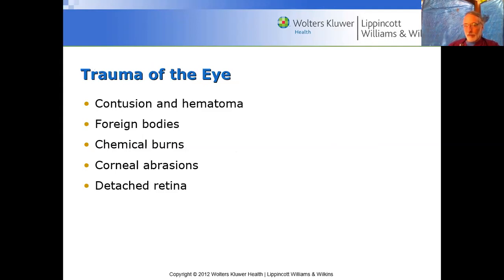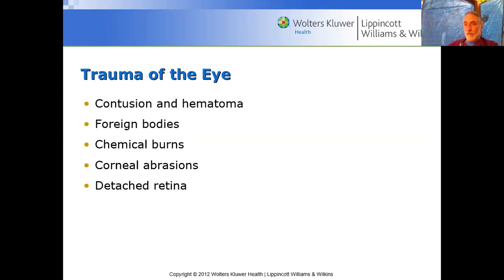Trauma. Oh, rats. Yes, the eyes are incredibly important structures. They're actually pretty tough structures, but trauma can affect the eye as well as anything else. Got loss of central vision because I got fingerprints in the middle of my lenses. Yay. So, contusions and hematomas. You get bruising to the eye.